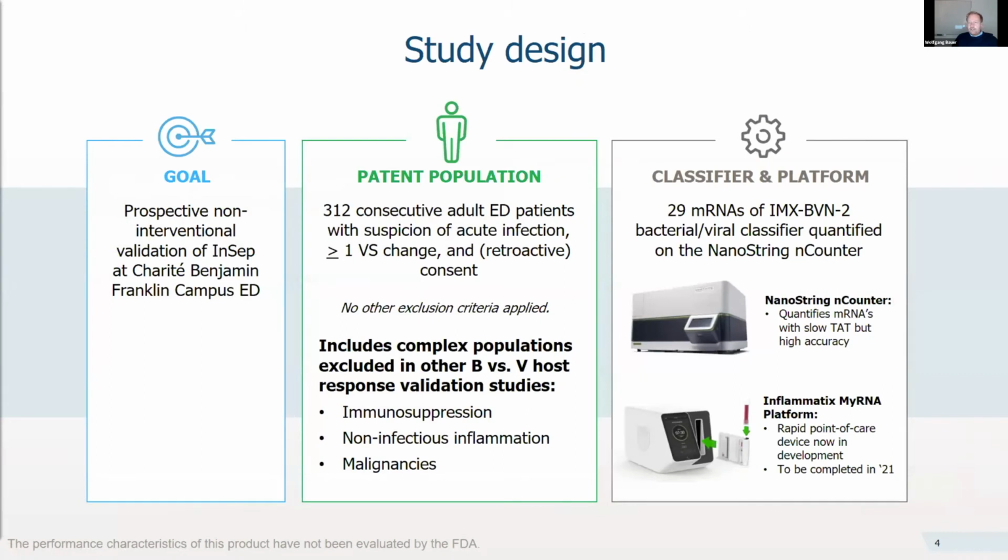So we decided to conduct a prospective non-interventional trial to evaluate the Inflammatix INSEP test. We chose quite a simple study design with simple inclusion criteria: adult patients coming to our emergency department with clinically suspected infections and at least 1 change of vital signs. The patients received standard of care treatment, and we drew an extra blood sample in a PAXgene RNA tube, which was sent to Inflammatix and analyzed in a NanoString nCounter. Of course, we also get results for the INSEP severity test, but these results are not presented here today.